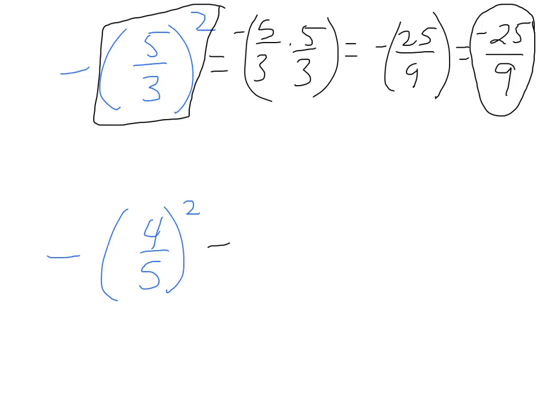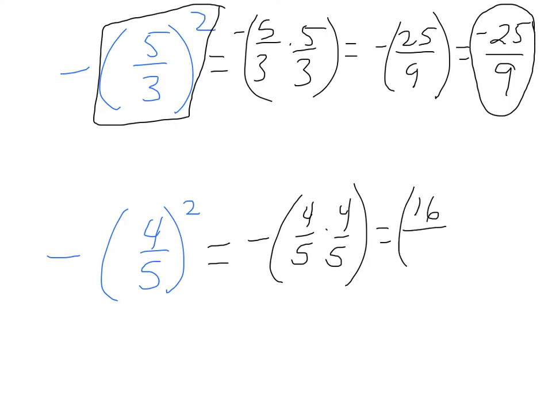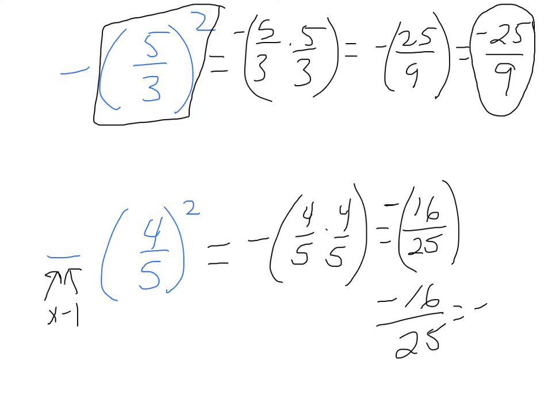Alright, the bottom problem. Same deal. We need to square 4/5. Writing it out does slow you down so that you think about it. 4 times 4 isn't the same thing as 8. It's 16. And 5 times 5 is 25. The negative sign out in front is telling you to multiply by negative 1. So negative 1 times 16/25 is that. Or I guess if they want you to write it like that, that's fine too. Alright, short and sweet.